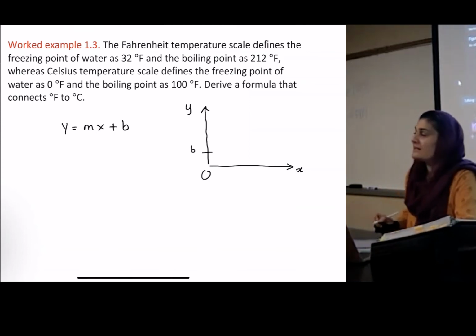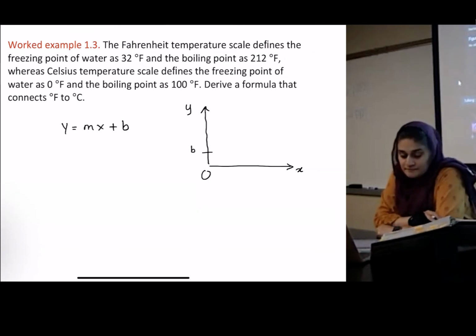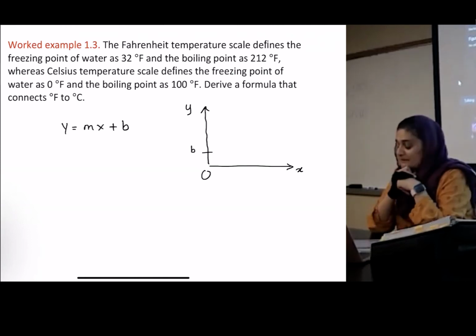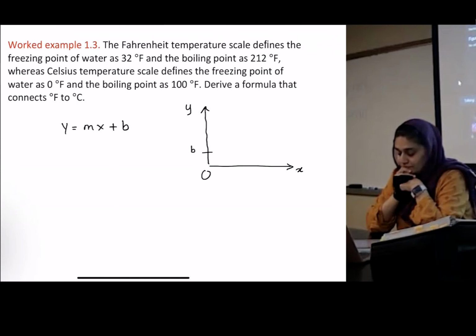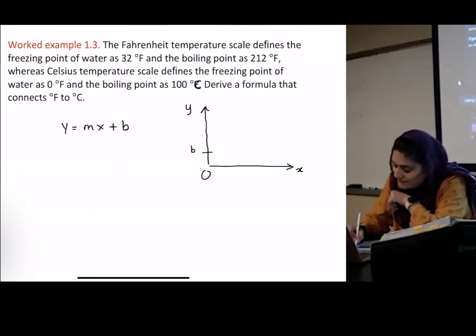Read the example. Somebody read the example. The Fahrenheit temperature scale defines the freezing point of water as 32 degrees Fahrenheit, and the boiling point is 212 degrees Fahrenheit. Whereas the Celsius temperature scale defines the freezing point of water as 0 degrees Celsius, and the boiling point as 100 degrees Celsius. Derive a formula that connects Fahrenheit to Celsius.